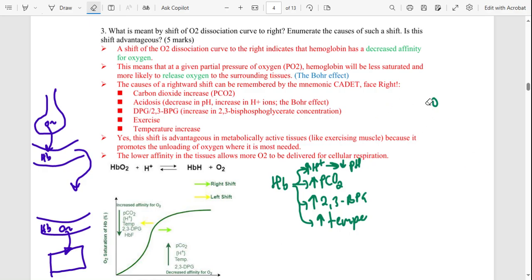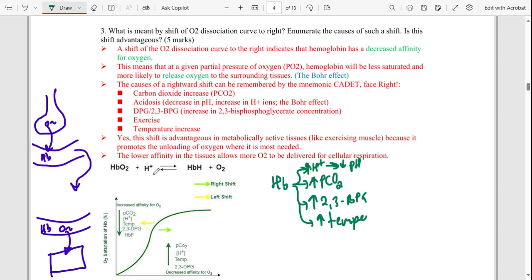Okay. So these factors that you can see here promote the removal of oxygen from hemoglobin because they also compete for the same position. So when these bind to hemoglobin, it means that oxygen will not be able to bind there. So in other words, the binding of these to hemoglobin reduces the affinity of hemoglobin for oxygen.